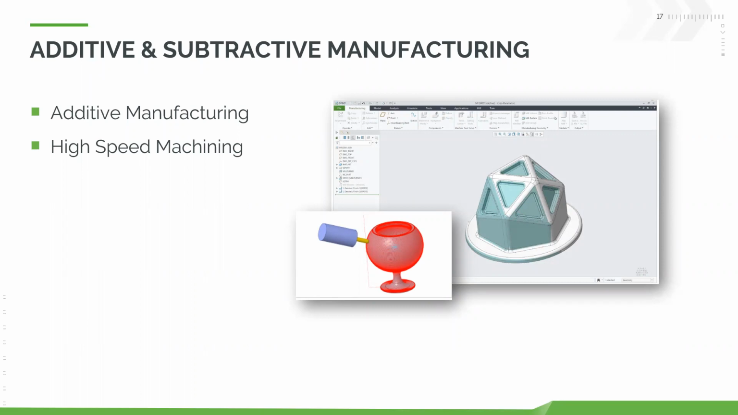We also have fully associative in-process stock models over in the model tree now. You can turn them on or off. They're fully associative at any time. So those can all be updated very easily. A lot of nice improvements there in stock models.